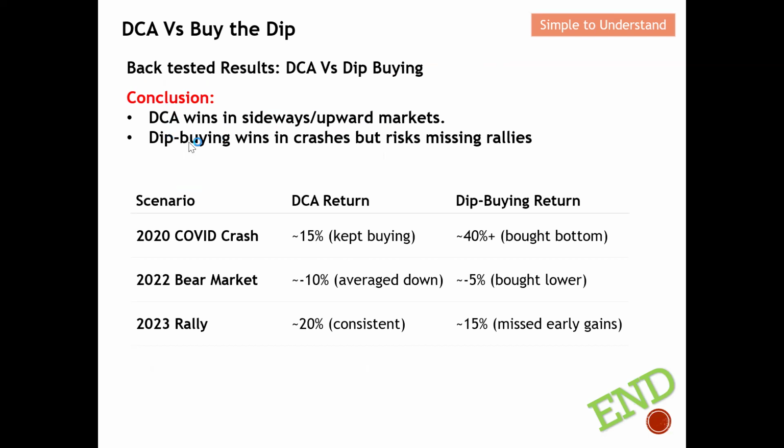Dip buying will be more beneficial when, for example, there is a crash, though you also risk missing some rally. If you have some form of crash, then you will miss it if this thing continues to rally on and on. Let me give you a real scenario. For example, during COVID in 2020, the market crashed.